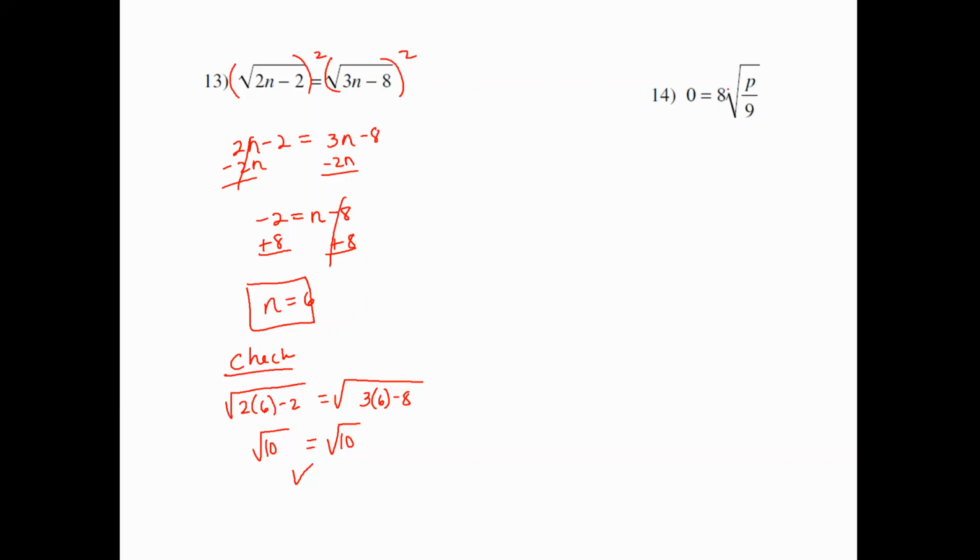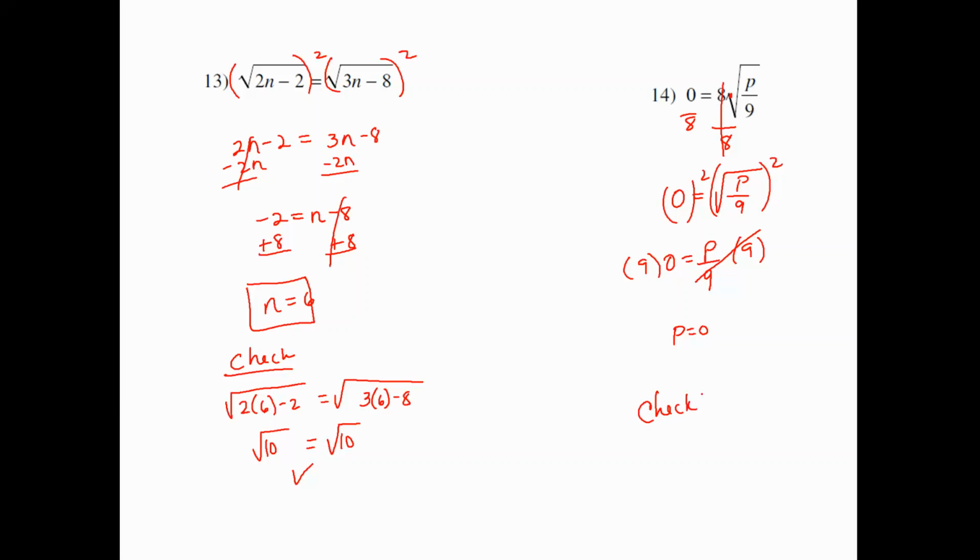This one, we gotta get rid of the 8, and since this is multiplication, you gotta divide both sides by 8. 0 over 8 is 0. Alright, now you have to square both sides. You get 0 equals p over 9, and we gotta get rid of the 9. And you get that p equals 0.